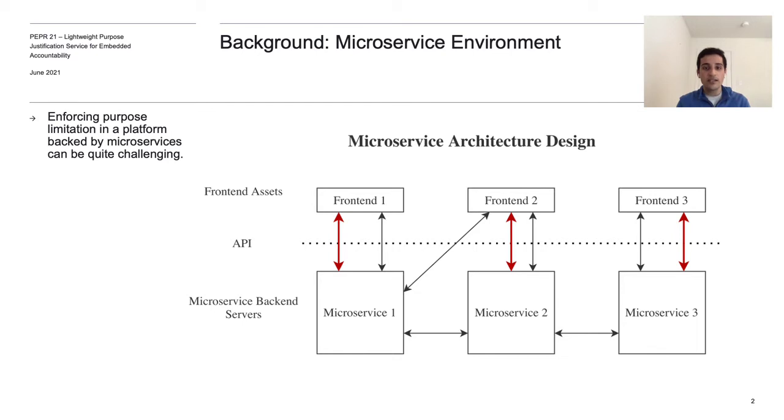Enforcing the purpose limitation principle in a platform backed by microservices, however, can be quite challenging. Consider a series of microservices, each of which exposes its own API. A governance user might deem a few of the endpoints in each service as sensitive and want the user to submit a justification before proceeding with that action. In our example, the bold red arrows are the sensitive API endpoints that require a justification.